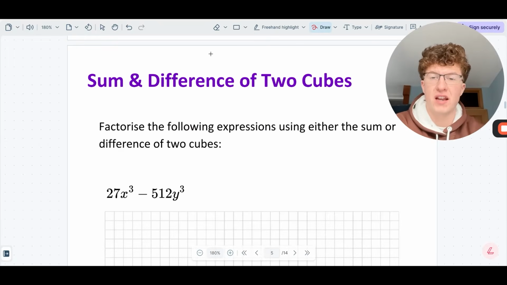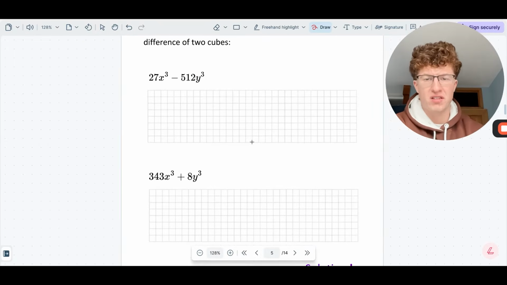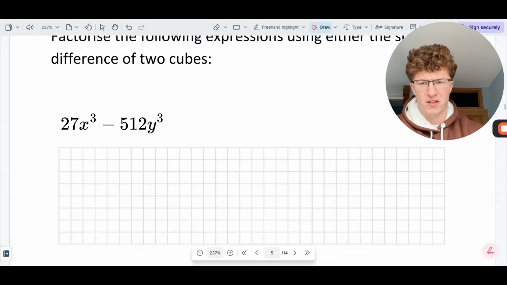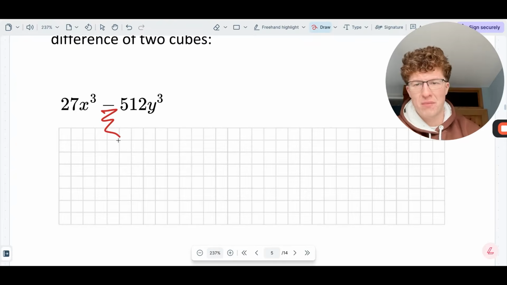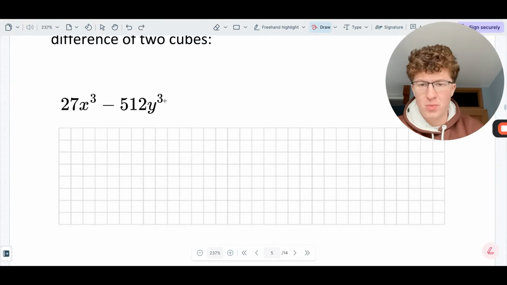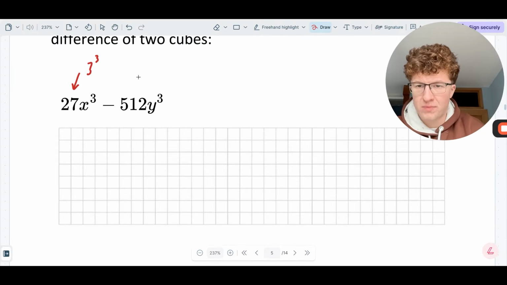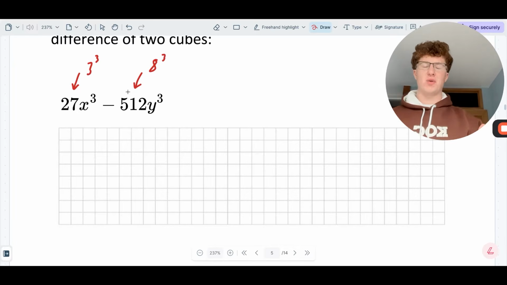Okay, next question here is the sum and difference of two cubes. We want to factorize these two equations using either the sum or difference of two cubes. Looking at this first equation, we notice immediately we have a minus sign there. We're going to be working with a difference. We have an x cubed, we have a y cubed, and notice 27 is just 3 cubed, and 512 is just 8 cubed. So we know we have a difference of two cubes.